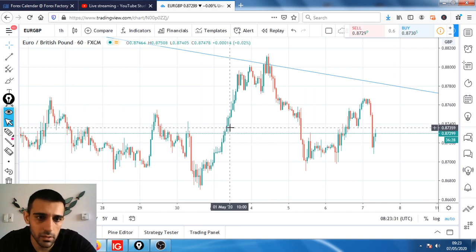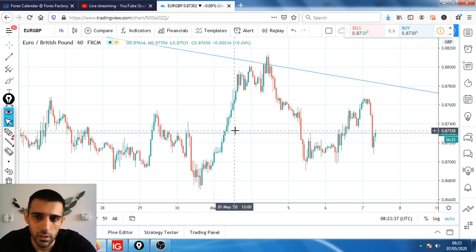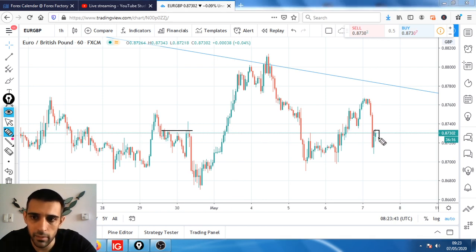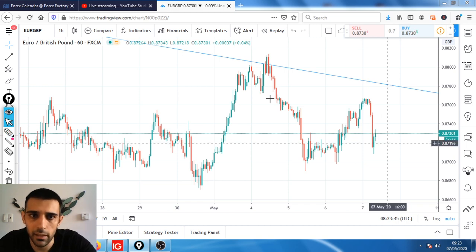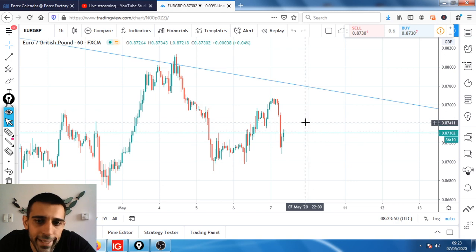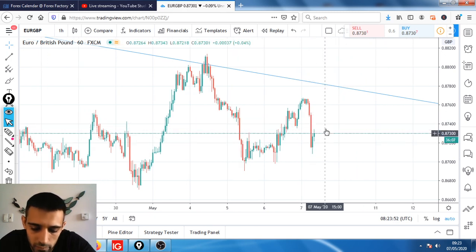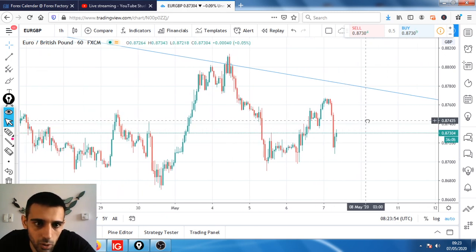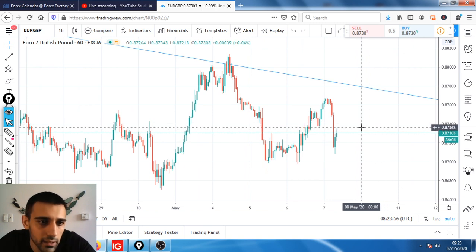Maybe I even take. Okay, so the price came up to that resistance up here. This is the 1 hourly resistance up to this level, and now it's kind of sitting like this. I would say let's wait for this hourly candle to close, and then we can.